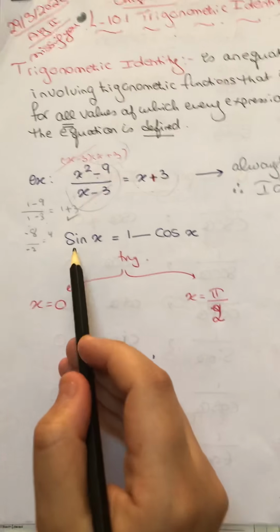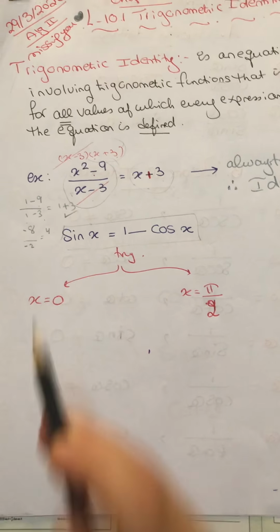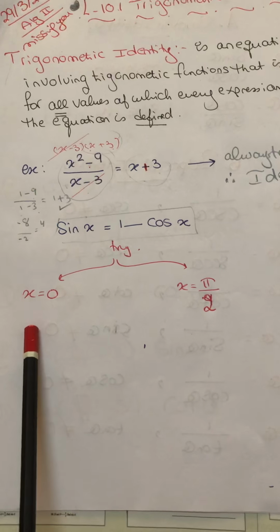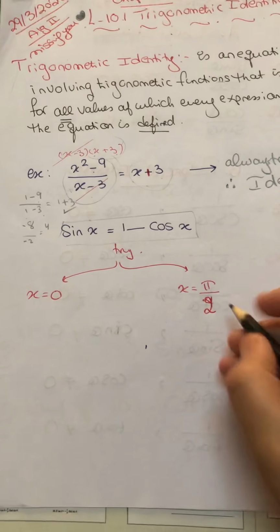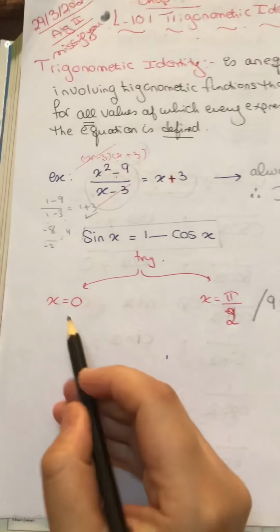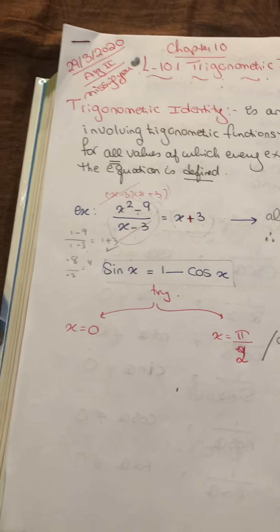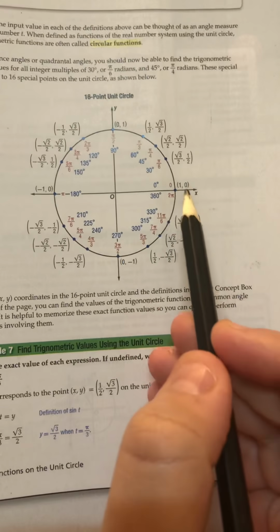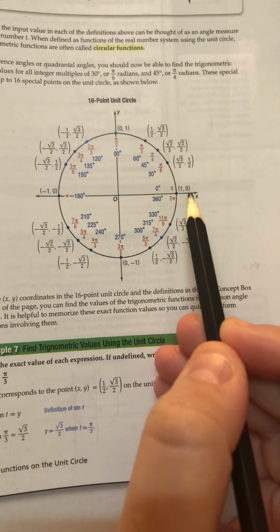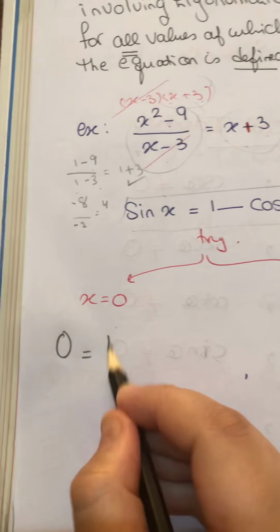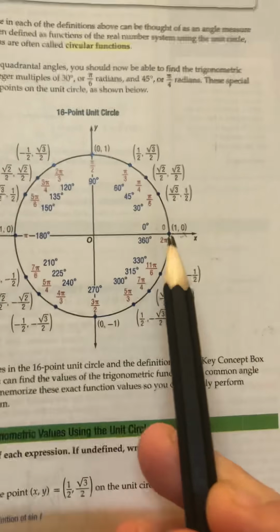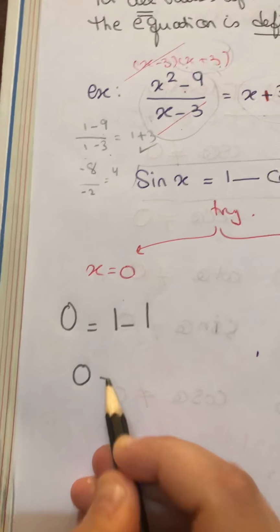Is this a trigonometric identity or not? I can show it works with x equals 0, but that's not going to be true with x equals 90. Why? Let's try with x equals 0. What is sine at 0? Remember our lovely unit circle, cosine, sine. Sine at 0 is equal to 0. So 0 equals 1 minus. Cosine at 0 is equal to 1. Yeah, it is true. 0 is equal to 0.